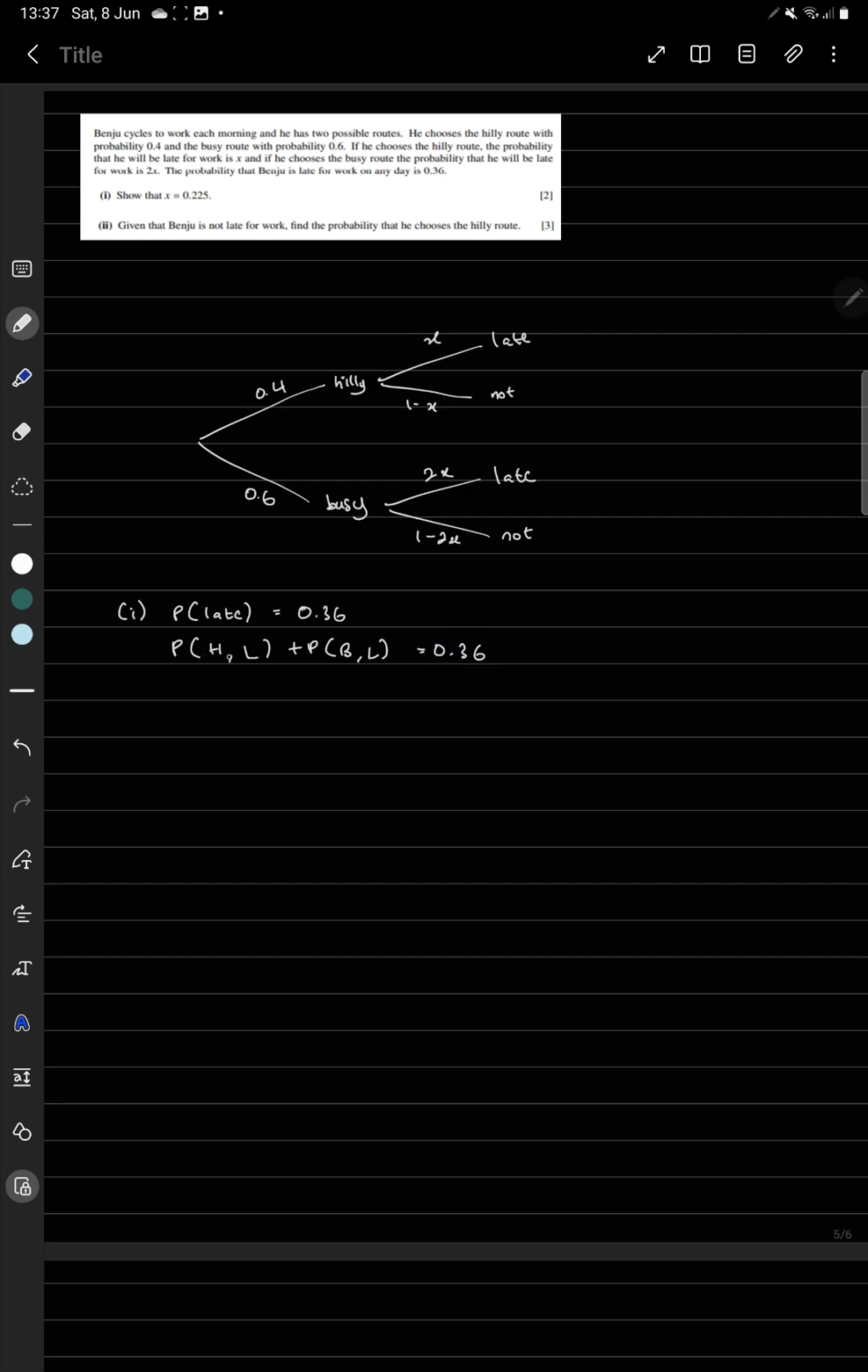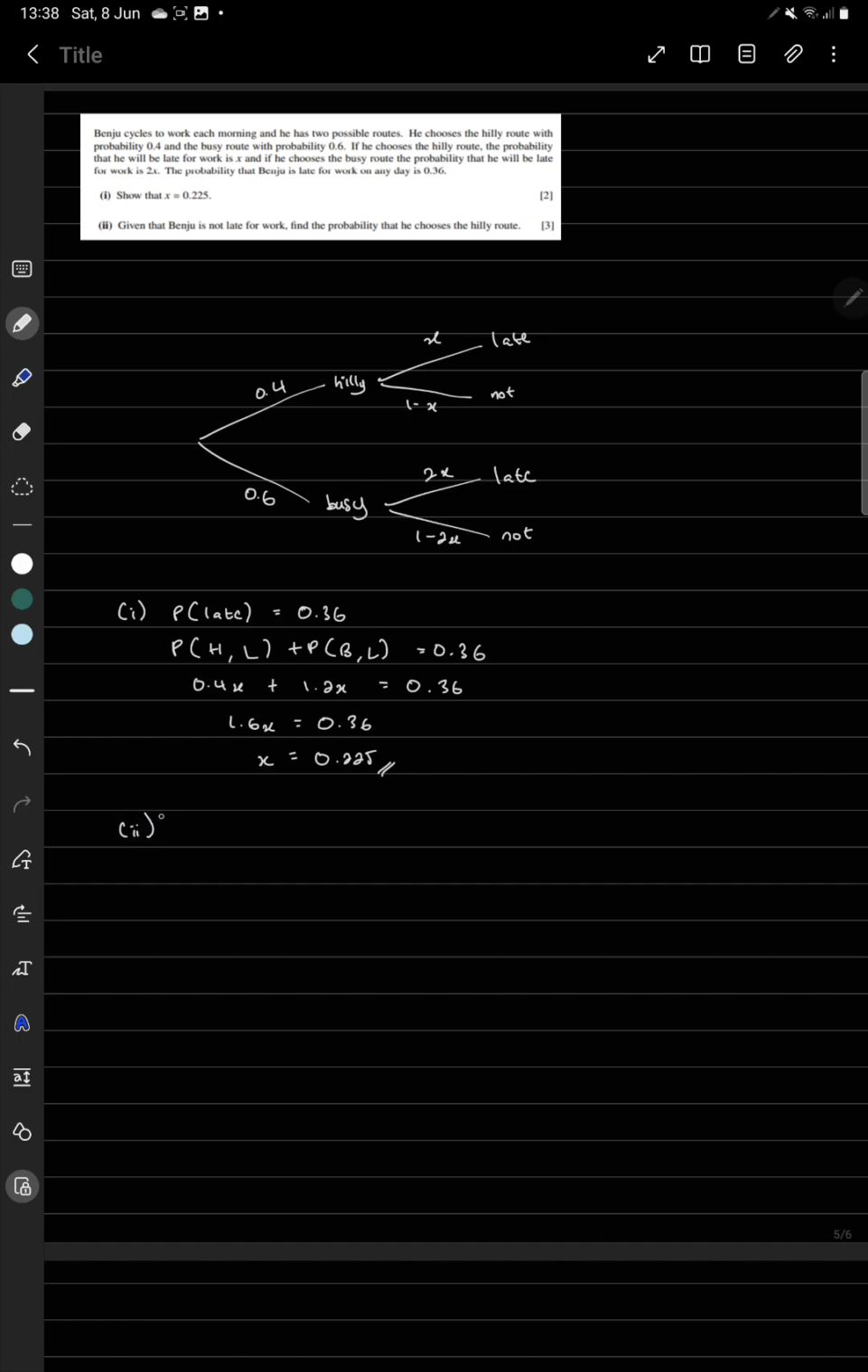So probability of hilly and late is going to be 0.4x, and probability of busy and late is going to be 1.2x, which is equal to 0.36. So 0.4 plus 1.2 gives you 1.6x, equal to 0.36. Then we have x is equal to 0.225, shown. Now let's move on to the next part.